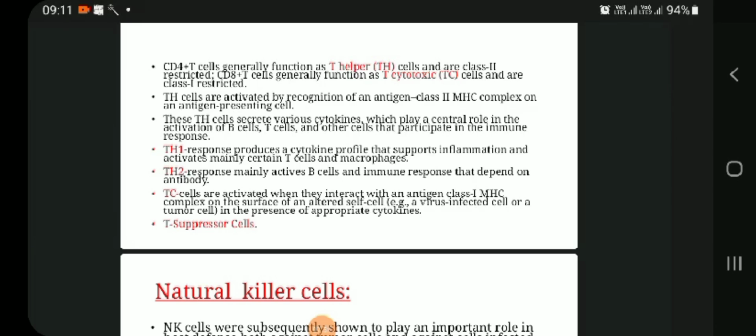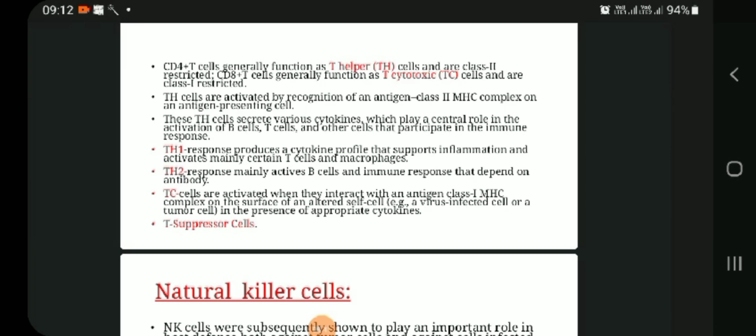So these T helper cells secrete various kinds of cytokines which will eventually kill the antigen, and which play a central role in the activation of B cells also. Means that T helper cells will also activate the B cells, but only after the activation of T helper cells. Until the T helper cells have been activated, they will not be able to activate the B cell. The T helper cells eventually activate the B cells, T cells and other types of immune system cells that participate in the immune response.